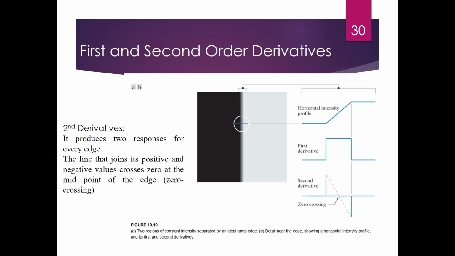The intersection between the zero intensity axis and a line extending between the extrema of the second derivative makes a point called the zero crossing point of the second derivative. So we can conclude from the observation that the magnitude of the first derivative can be used to detect the presence of an edge at a point in an image. Similarly, the sign of the second derivative can be used to determine whether an edge pixel lies on the dark or on the light side of the edge.